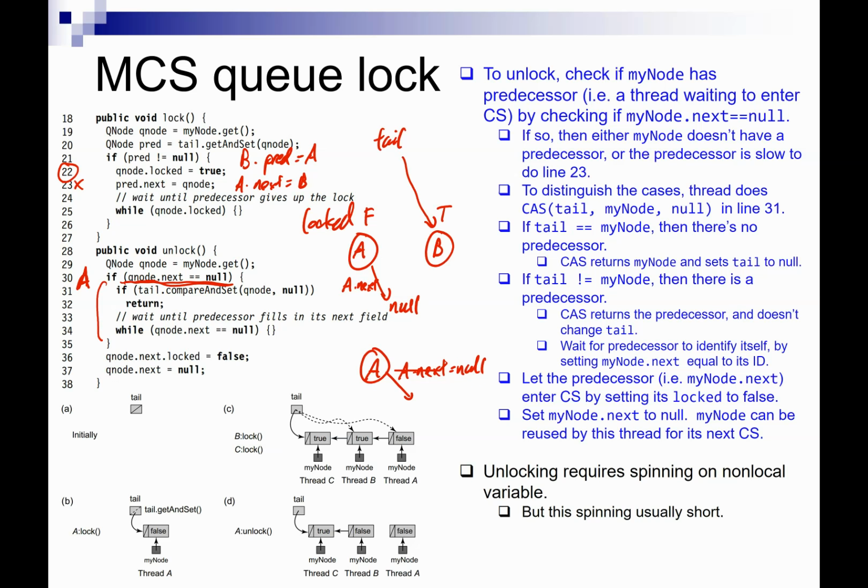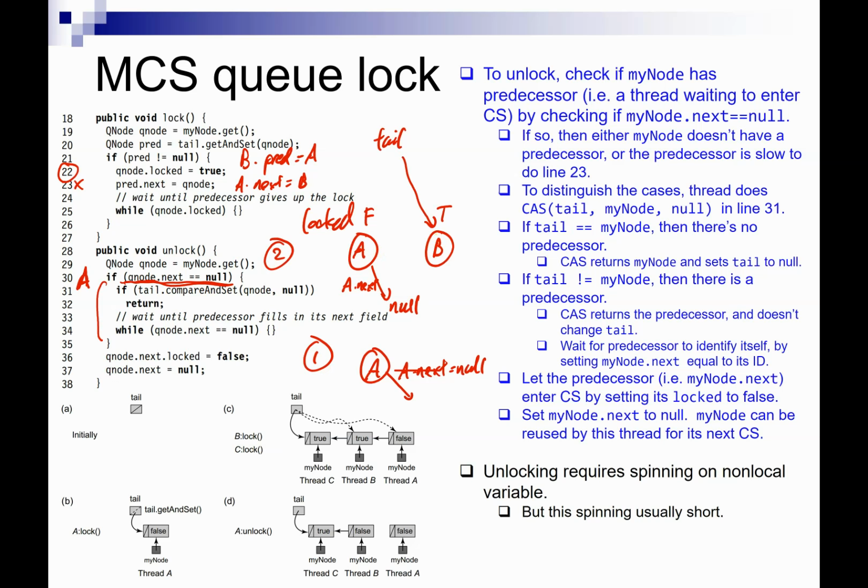Okay, and the other case is that there is somebody else in the queue, B, but B has not done line 23 yet. Now the reason A has to distinguish between these two cases is, let's say, this is the first case, and this is the second case. In the first case, A can just go away because nobody else is waiting for him. In the second case, A actually has to wait for B to notify A about B's presence.